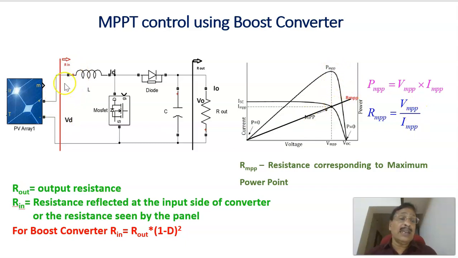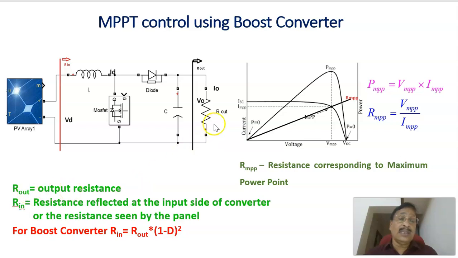You are controlling the duty ratio and making this resistance the same as RMPP, then maximum power can be transferred from the solar panel into the load. That is the basic concept of maximum power point control using a boost converter.